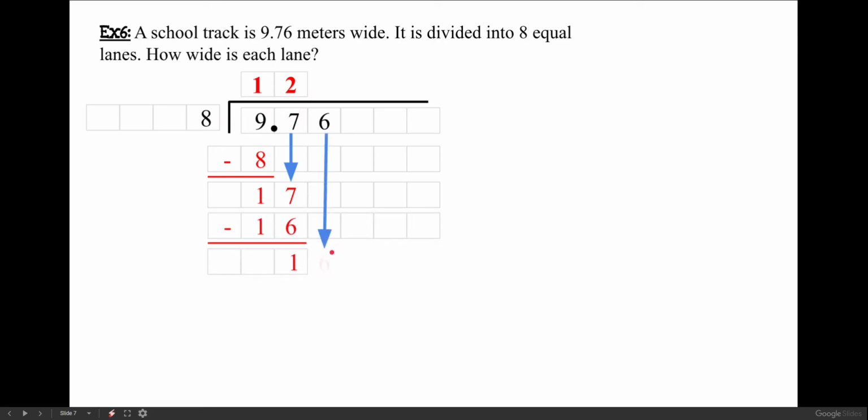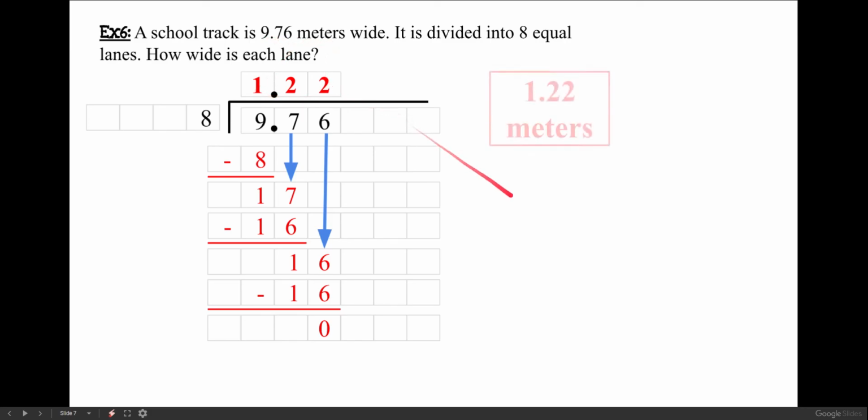And we bring down the 6. How many times does 8 go into 16? Twice. And it goes in perfectly. 8 times 2 is 16, so you're going to subtract. You end up with 0. We're not done yet because we need to bring up the decimal. So the question is, how wide is each lane? Well, it is about 1.22 what? Well, we're dividing meters, so 1.22 meters wide. And that is it for dividing decimals. Go ahead and try some problems on your own. Good luck.